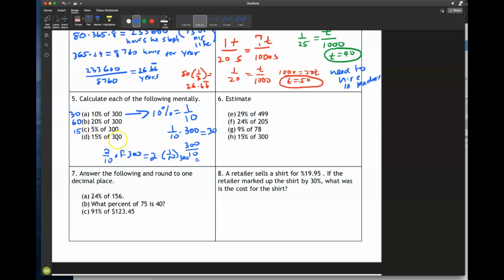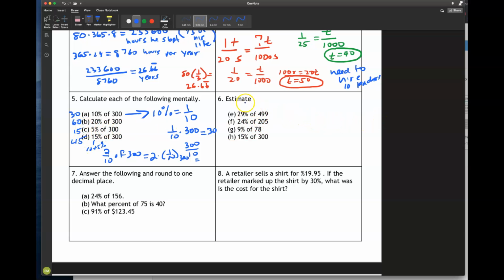And 15% of 300 would be us adding together the 10% and 5%. 10% and 5%, it's like the distributive property. This would be 45. So you do these mentally the same way. You break this up, right? That's 10 plus 5, and those are percents, and you can add those together. So that's like the distributive property.